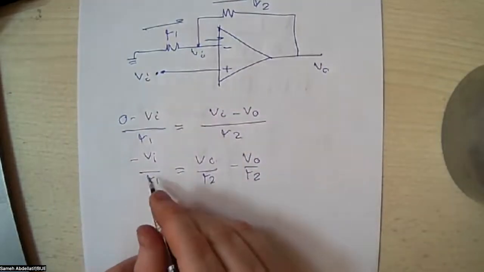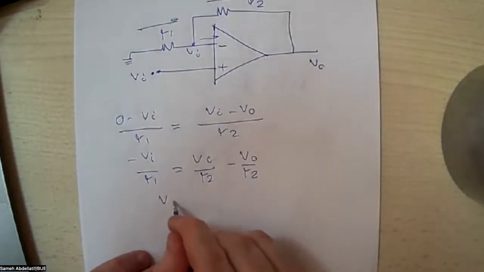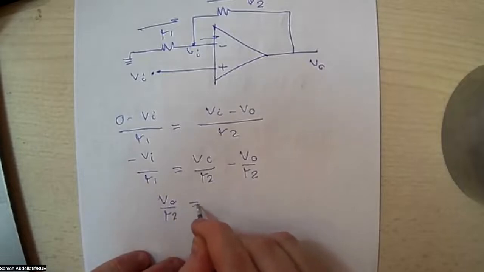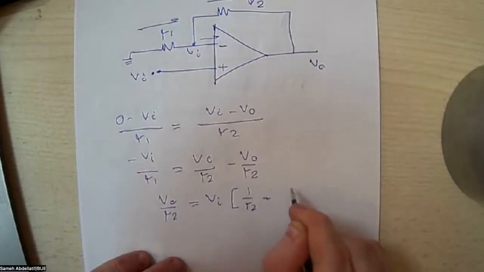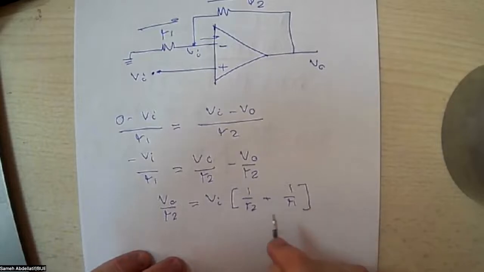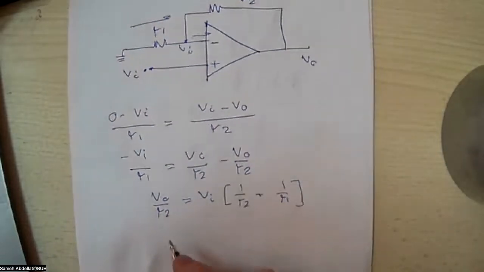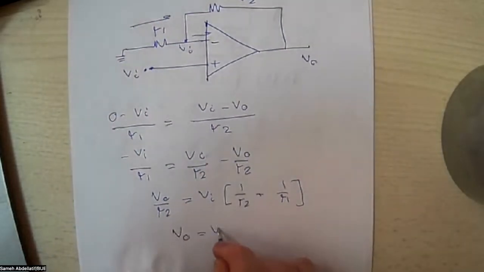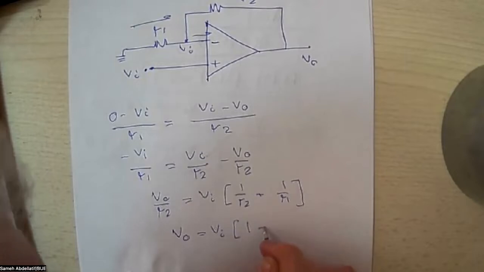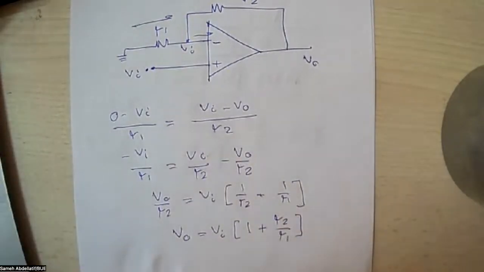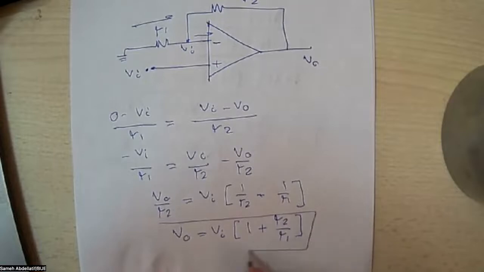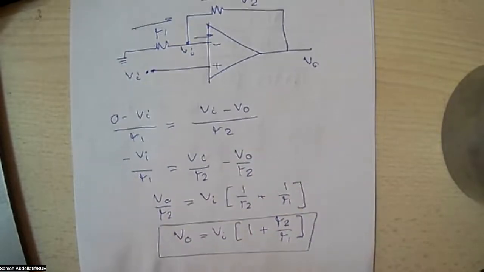So we can get this V output here. So V output over R2 equals V input times 1 over R2 plus 1 over R1. Or what we already know, the final form for this relation is V output equals V input times 1 plus R2 over R1. This is the final result for this circuit.